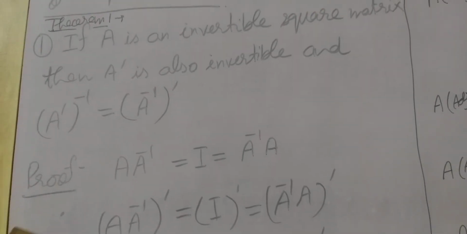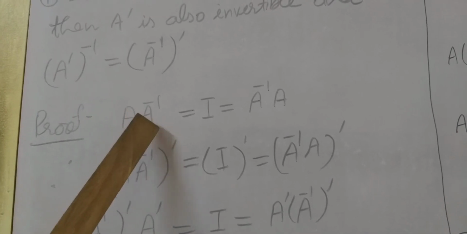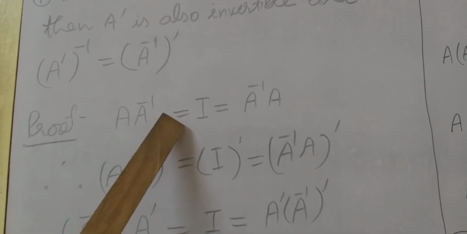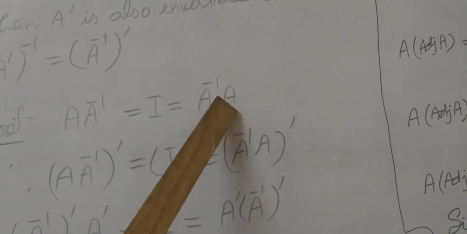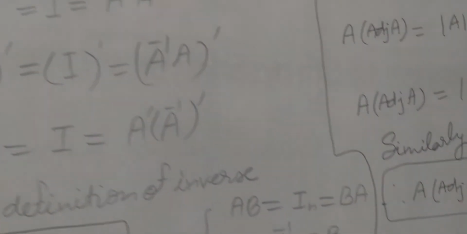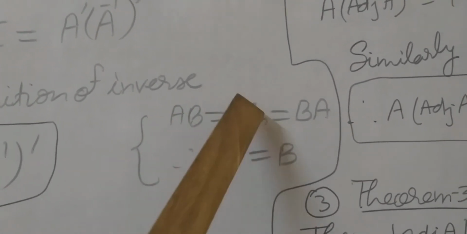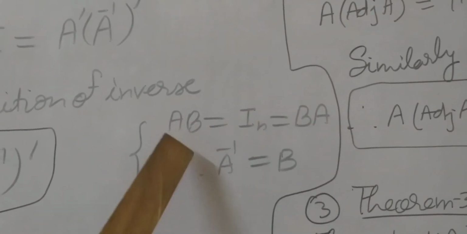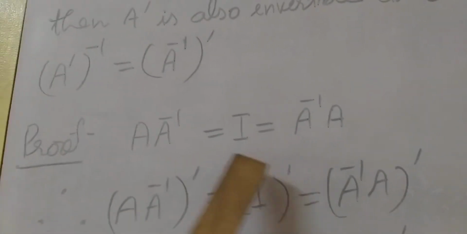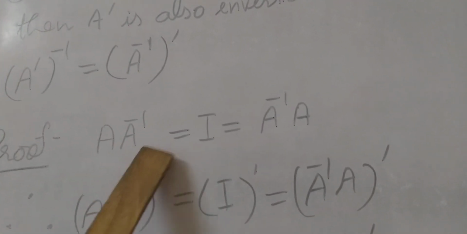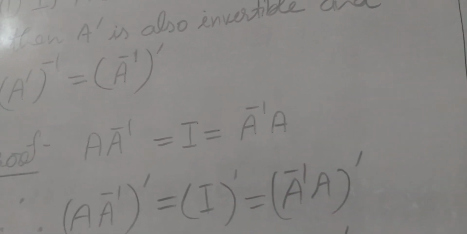So how can you prove this, students? This we know very well: A into A inverse equals I, the identity, equals A inverse A. Students, this rule we know very well: if AB equals I_n equals BA, then A inverse equals B. That's why I have written this: A into A inverse equals I equals A inverse A.